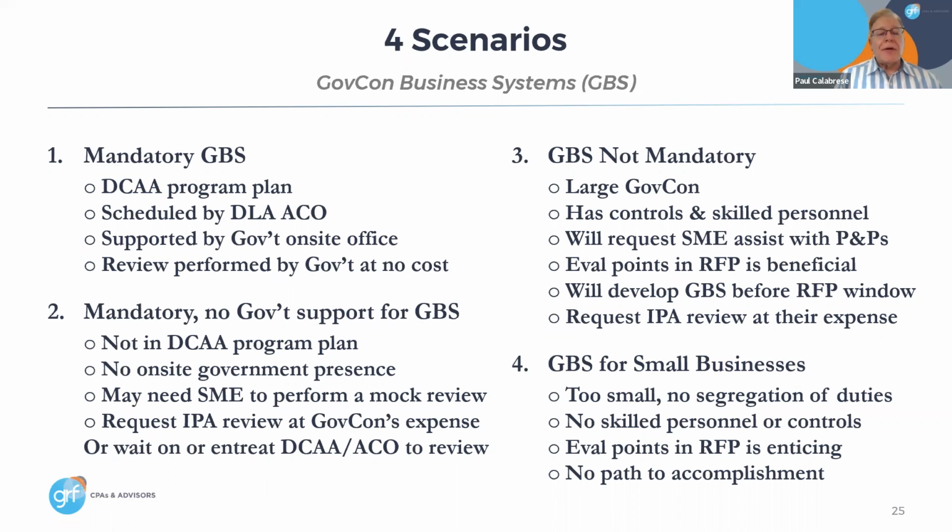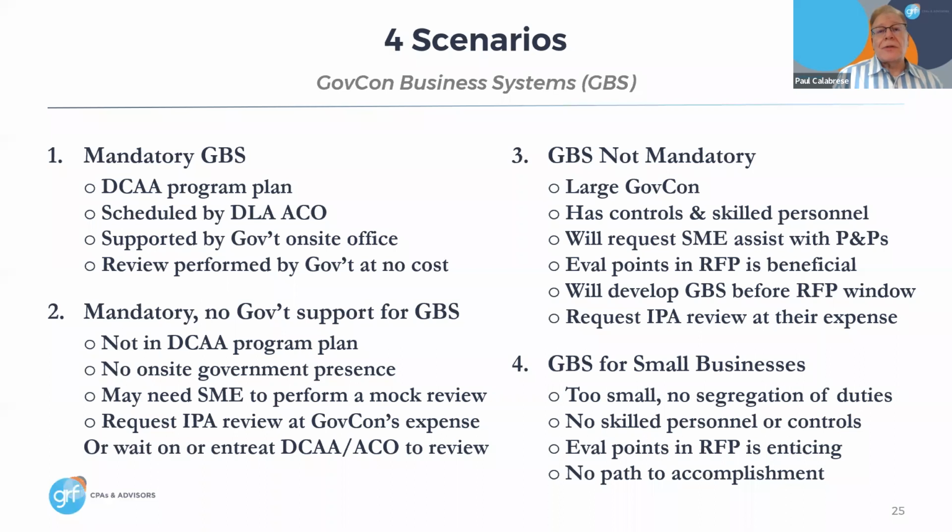But in the second scenario, you've got some people that also have a mandatory requirement for these business systems review, but they're not really in DCA's view for some reason. This happens a lot of times. DCA just doesn't have it in their program plan. There's no real government on-site presence. And so it'll be a little bit different.